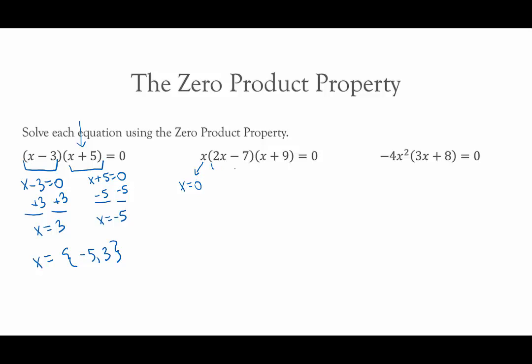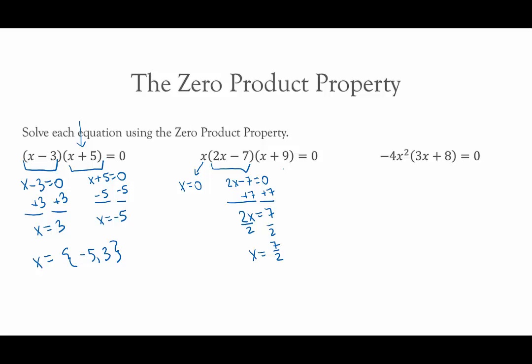In the middle, we say 2x minus 7 could also be 0. And now we're going to solve this one. This one's a little bit more work. I'm going to add 7 to both sides. That gives me 2x equals 7, and then to get x by itself, I'll divide both sides by 2. That gives me x equals 7 over 2. If you want to rewrite it as 3.5, that's totally fine.